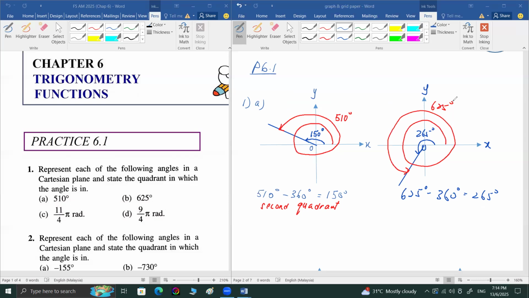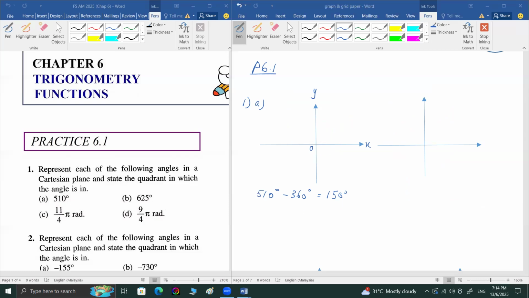Yes? Okay, now we go to C. C, remember that you learned in Form 4? The radian, you want to change it to degree first. Yeah, you want to know how many degrees. So can I delete A and B? Yes, okay, there you see. Next, just a minute, class.